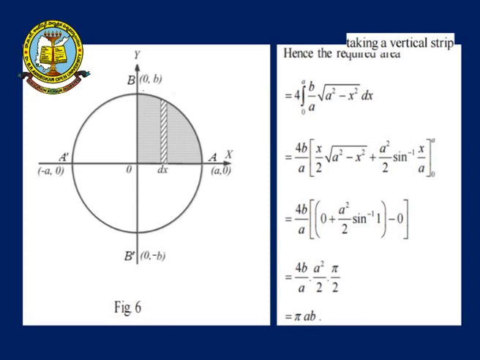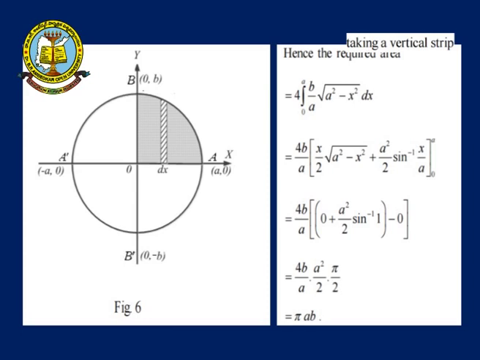So the area is 4 times the integral from 0 to a of b by a root of a square minus x square dx. Simplifying, it equals 4 b by a times the integral of root of a square minus x square, which is x by 2 into root of a square minus x square plus a square by 2 into sine inverse of x by a, from 0 to a. This is the direct formula for the integral of root of a square minus x square. I substitute the lower limit 0 and upper limit a, because the x coordinates run from 0 to a.